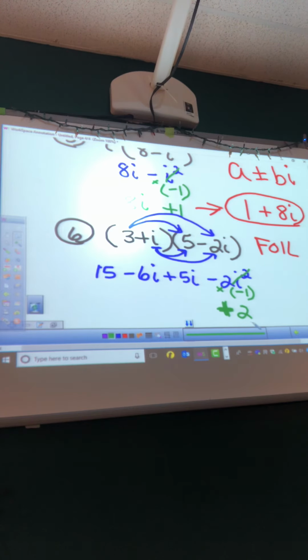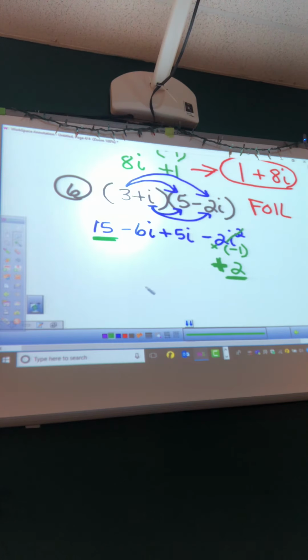And if I look at real of 2, what's real over here with this other stuff? 15. All right, combining real with real gives me how much? 17. Real, real. Can I combine imaginaries together? You bet. How much imaginary do I have left? Negative 1. And that would be my answer.